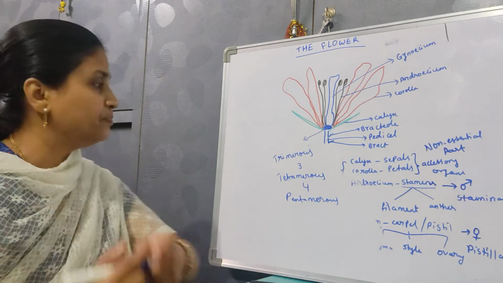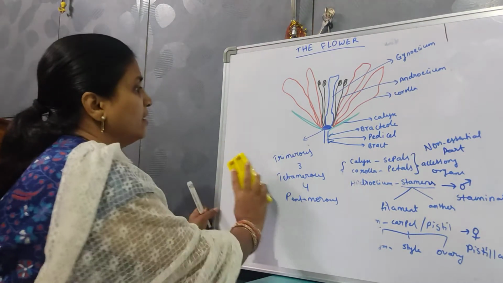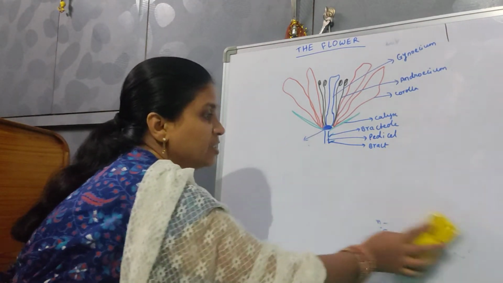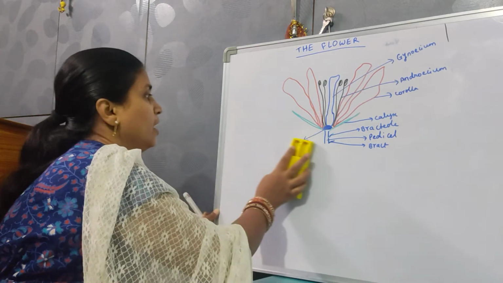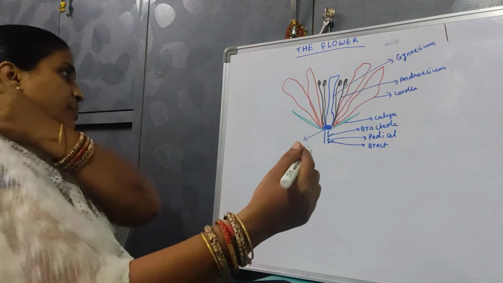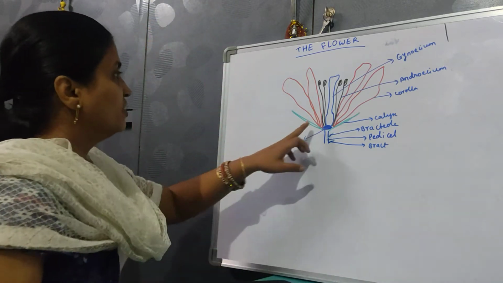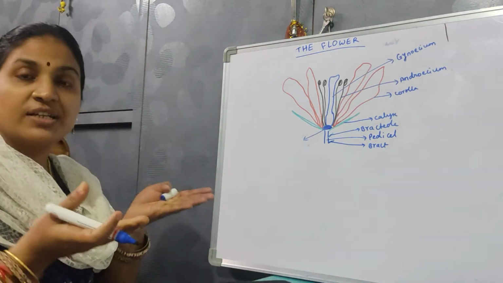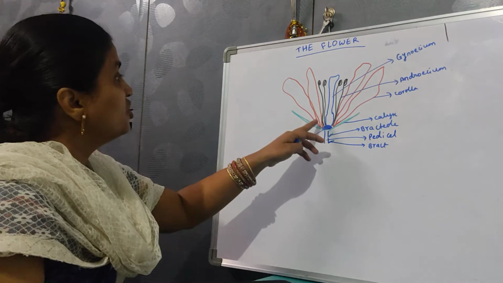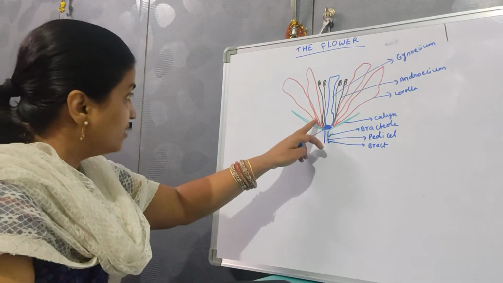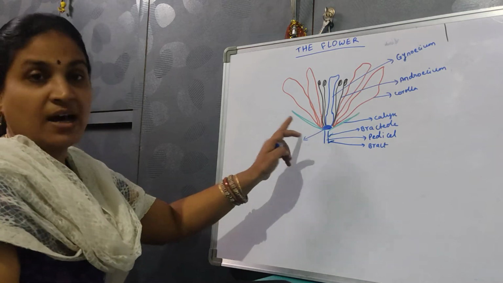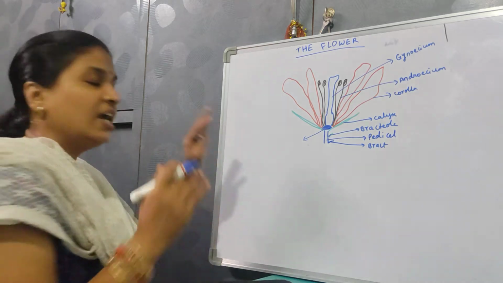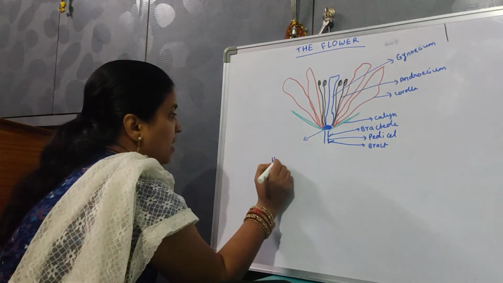Then after that, we are going to discuss the types of flowers based on the arrangement of the floral parts. The flowers are divided into 3 parts based on the formation of the androecium and gynoecium, androecium, petals, stamens, petals and sepals. Based on the position of the ovary, the flowers are divided into 3 types.